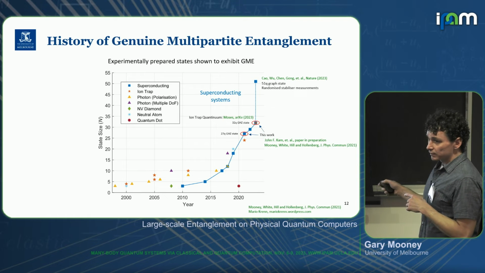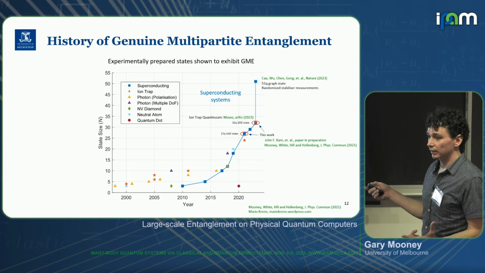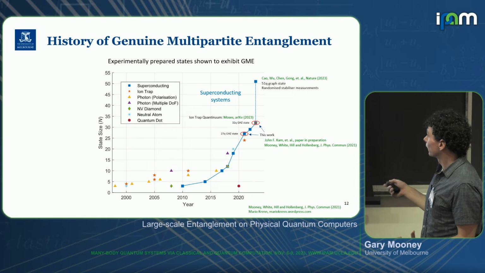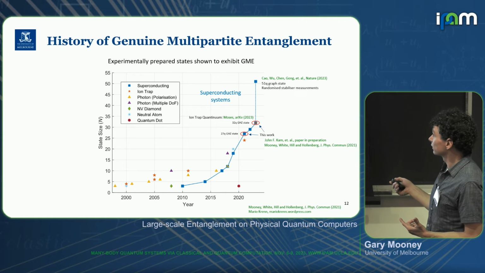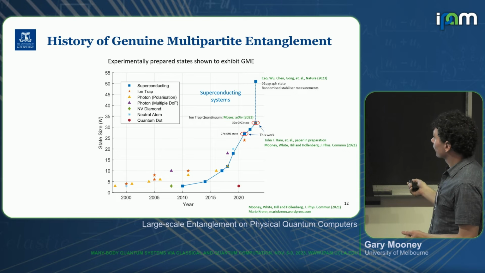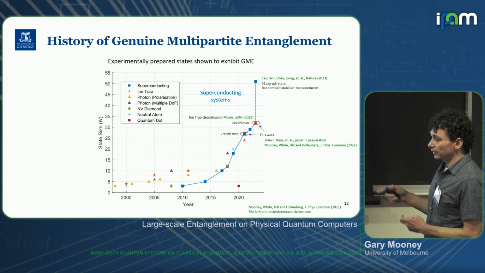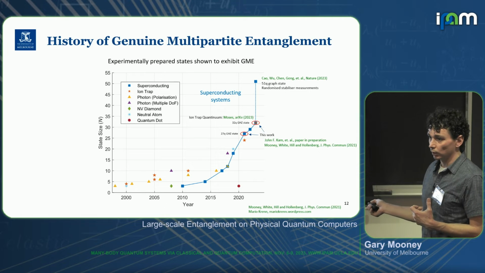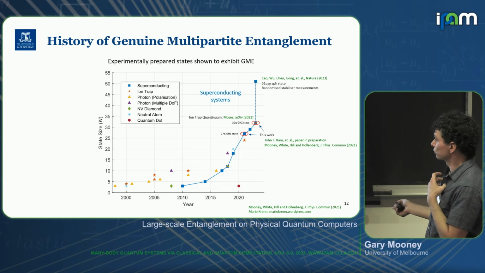They are using a graph state instead of a GHZ state, so it's more robust. But usually graph states are a lot harder to detect genuine multipartite entanglement on. But they're using a different method as well, called randomized stabilizer measurements, which seems to be quite promising. And their measurements require a lot of shots as well. I think it's like 10 to the 8 shots, so 100 million shots to get those results.